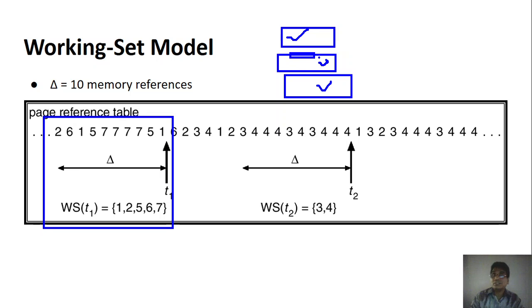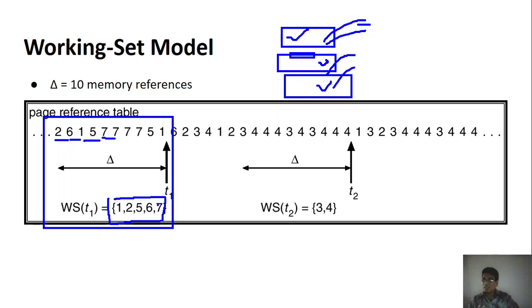So the operating system just monitors which pages are being used, which page contents are being read or written to. In this case you notice that 2 is read, 6 is read, 1 is read, 5 is read, 7 is read. So how many pages are there? In the memory, these many pages must be there: page number 1, page number 2, page number 5, page number 6, page number 7 are required.